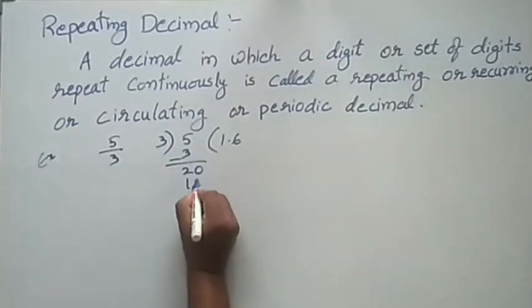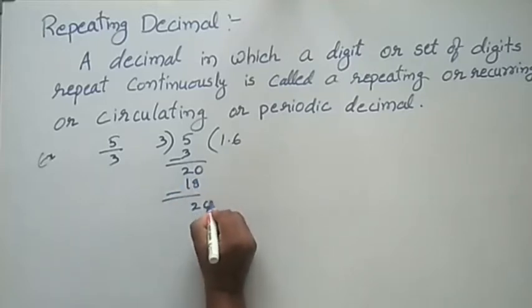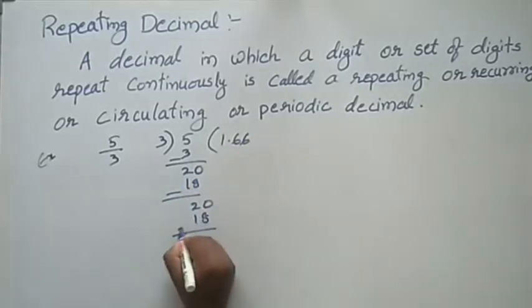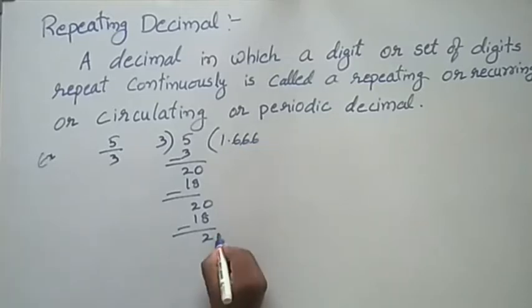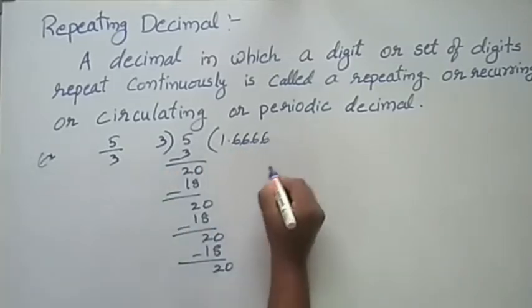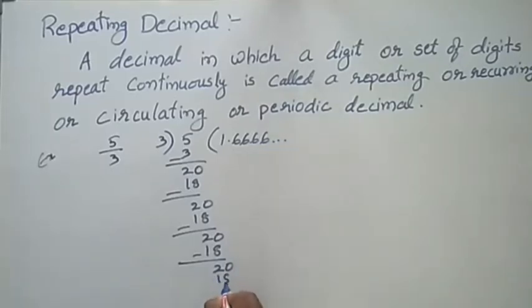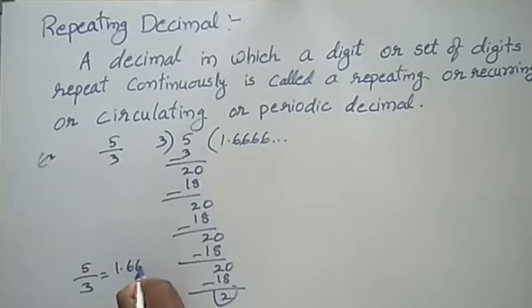3 6s 18. So once again 2, 3 6s, once again 2, 3 6s. Here 5 by 3 equals 1.666. It's continuous. 1.6 bar we can say.